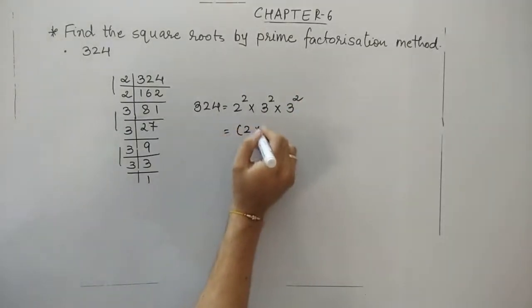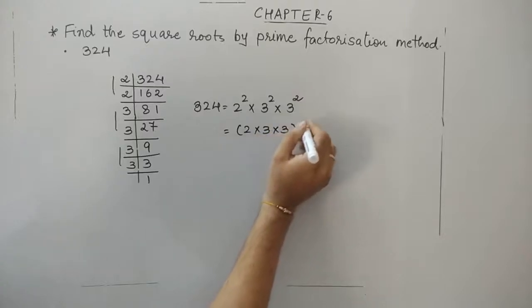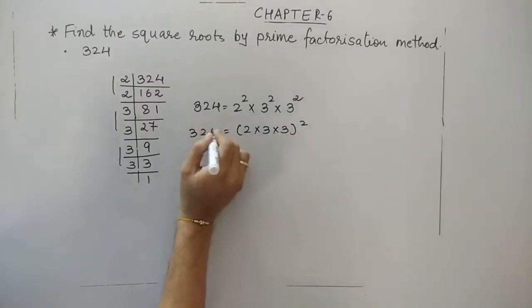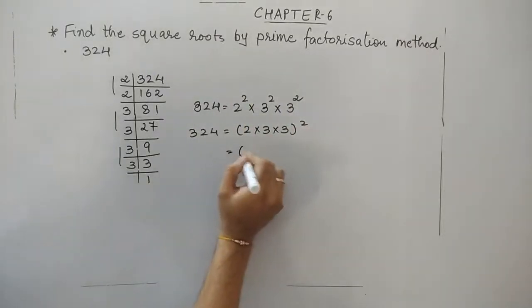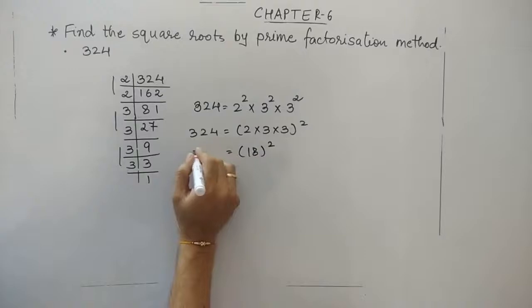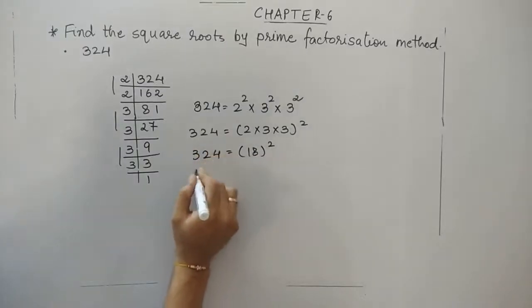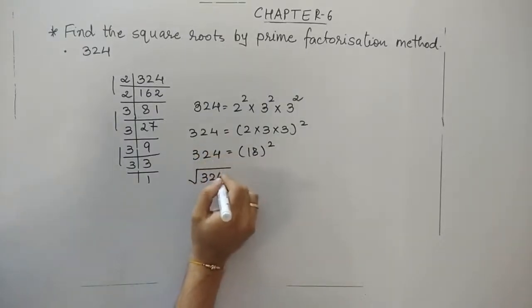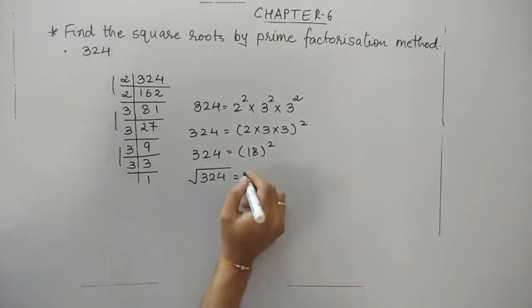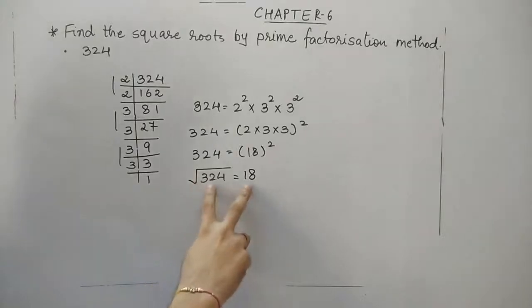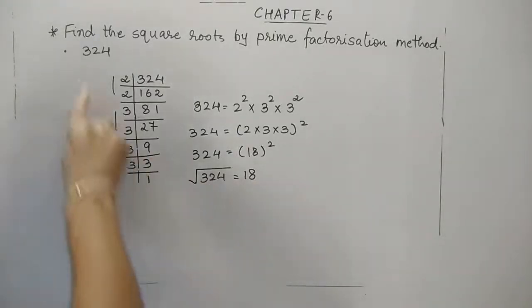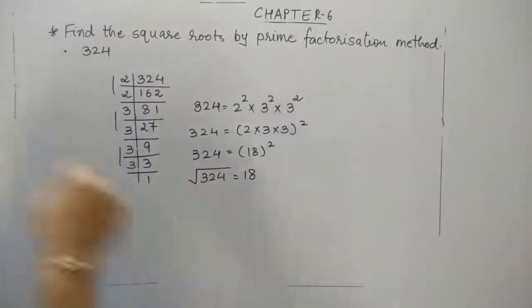If you wish to write, we can write one more step. It's not compulsory. मैंने ये सब स्क्वायर को कॉमन लिख दिया ब्रैकेट करके. So now this becomes 18. So now when we do the square root, क्योंकि हमें square root ढूंढना है, the square will be gone. So we obtain that the square root of 324 is 18. So students remember, this is the prime factorization method to find out the square root of any number.